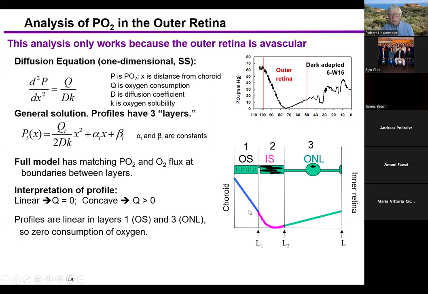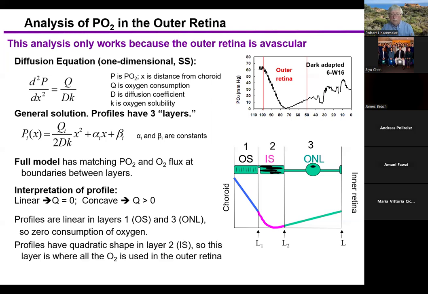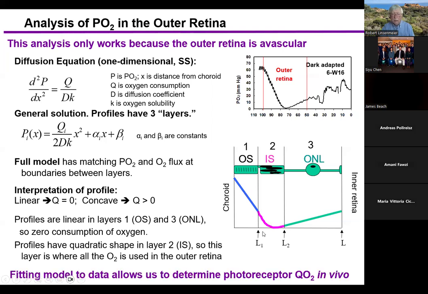So the profiles are linear in layers 1 and 3, corresponding to the outer segments and the outer nuclear layer. So there's no oxygen consumption in those layers, but they have a quadratic shape in layer 2. So this is where all the oxygen is used in the outer retina. Now, what's important about this is that it allows us to extract values for photoreceptor oxygen consumption in vivo, which is pretty hard in any other way.